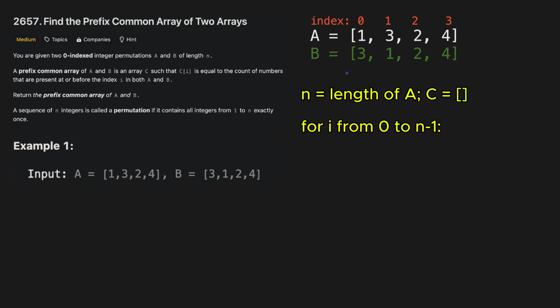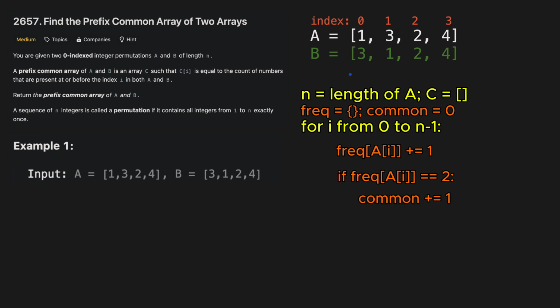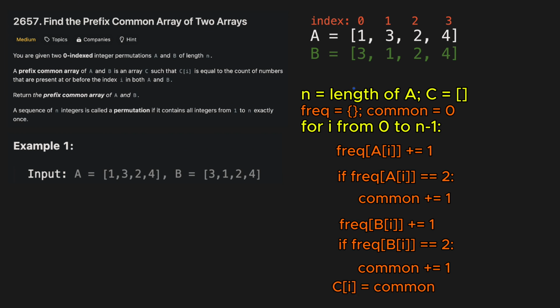So now when we loop using the iterator i from 0 to n minus 1, we can count the frequency of each element encountered so far and add it to the frequency map. And if the frequency of the element becomes 2, it indicates a common element. So we increment our answer by 1 and repeat the same steps for the element at ith index in B. And in the end, the updated answer will be stored in the result array at ith index.